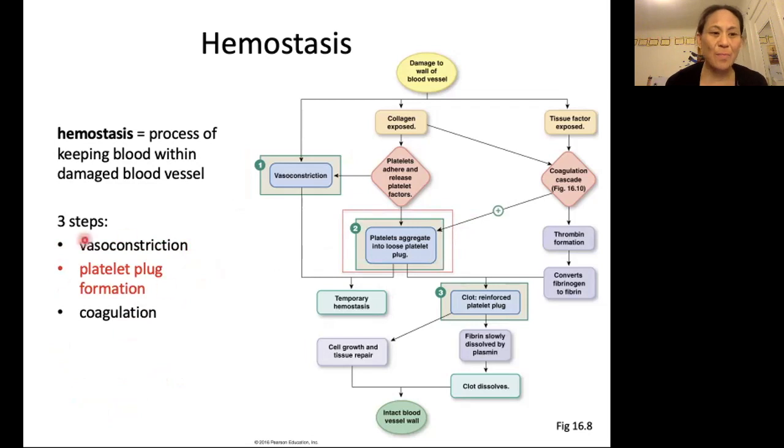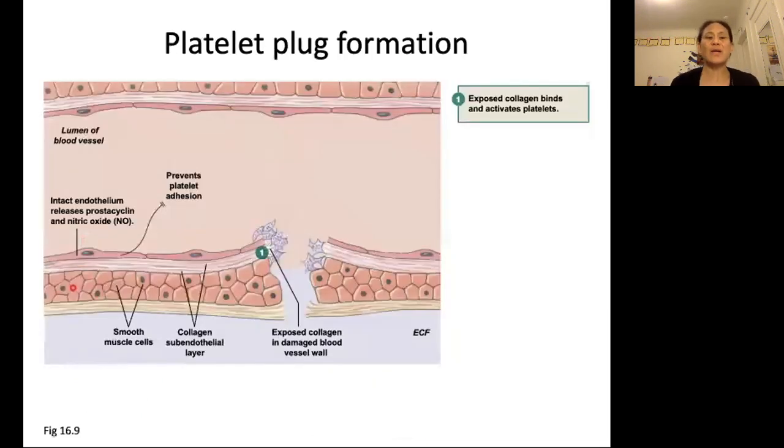Now let's move on to our second step, platelet plug formation. And as you can guess from the name, this is where the platelets come in. Okay, so let's take a look at the process of platelet plug formation. First of all, when we damage a blood vessel, what happens is we expose a protein called collagen.